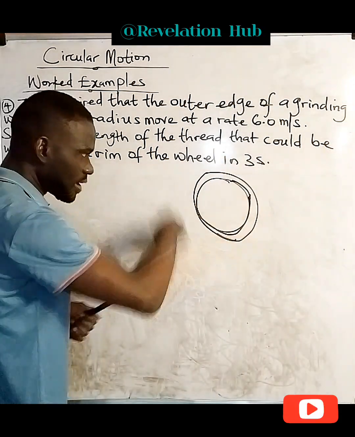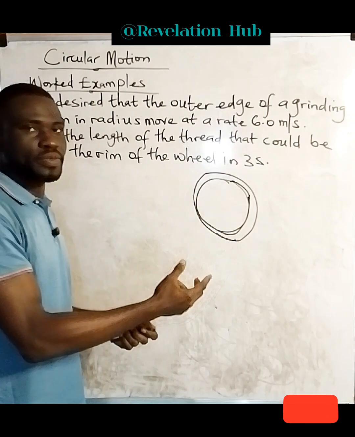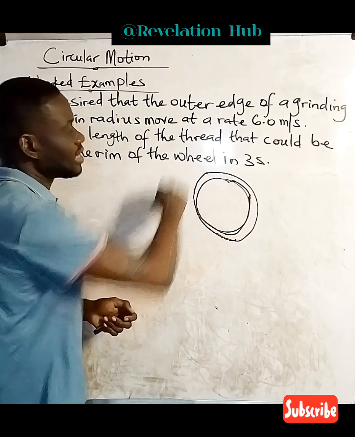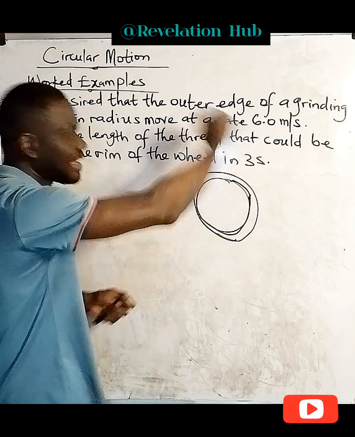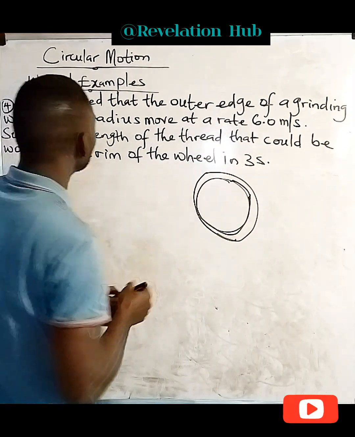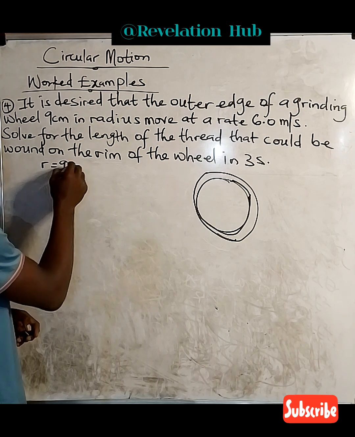Now, a thread is being wound. This thread is being used to start this wheel, or probably while this wheel is in motion, the thread could be wound around it. To be wound around something means to be tied around it like this. So this wheel has a radius. What radius does this wheel have? You have a radius of 9 centimeters.